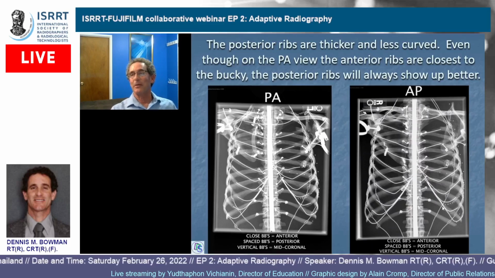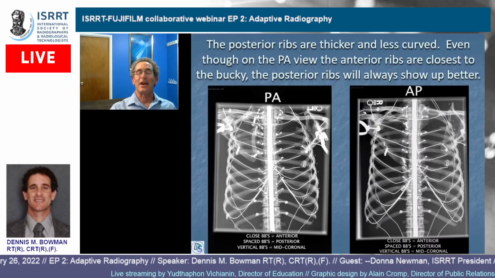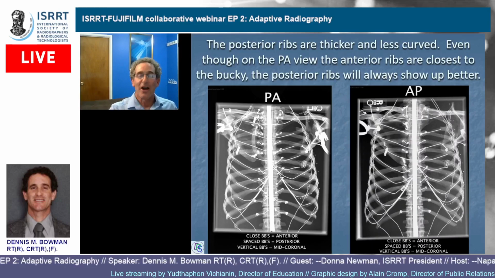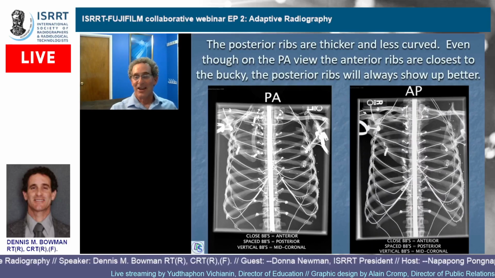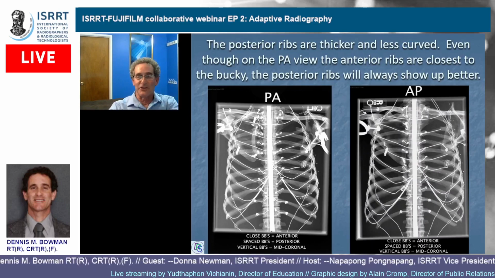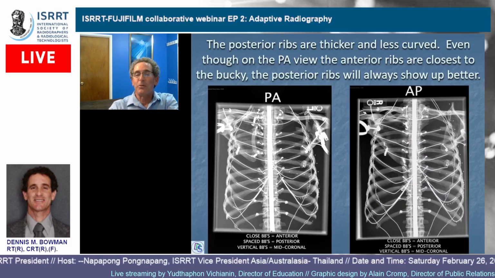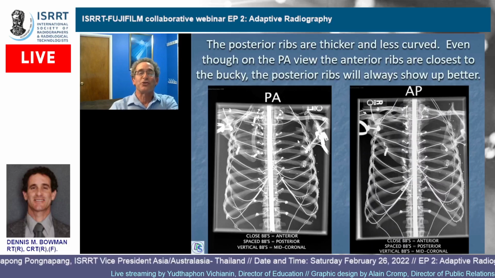Well, I was lucky enough to be able to go to a conference and speak to Phil Ballinger, who was the editor or the first author of Merrill's for like 30 years. And I got to ask him about it and go, hey, how come it doesn't seem to matter if they're AP or they're PA, you just see the posterior ribs better? And he goes, well, they're thicker and they're less curved. So it doesn't matter. It just doesn't matter which way you put them, AP, PA, you're going to just see the posterior ribs better. So the student was totally correct.